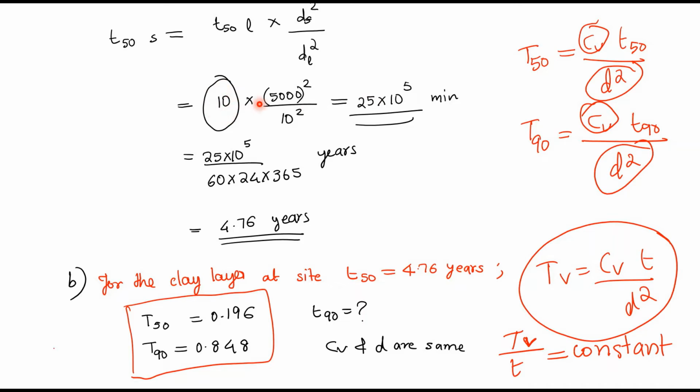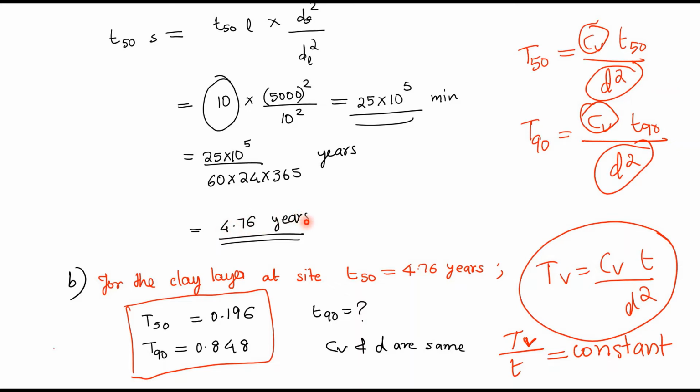Since this time is in minutes, we obtain the answer in minutes: 25 into 10 raised to 5 minutes. Now we have to convert it into years, since it's a very big number. So 25 into 10 raised to 5 by 60 into 24 by 365. That many years will be there. So we have found that it is 4.76 years.